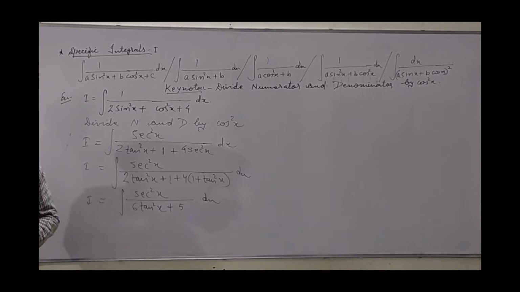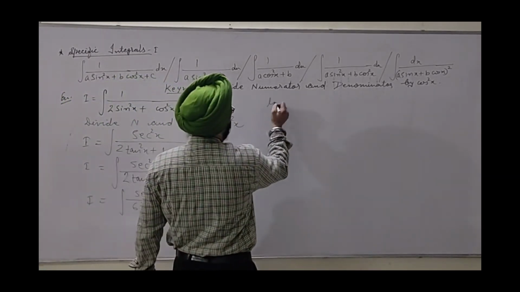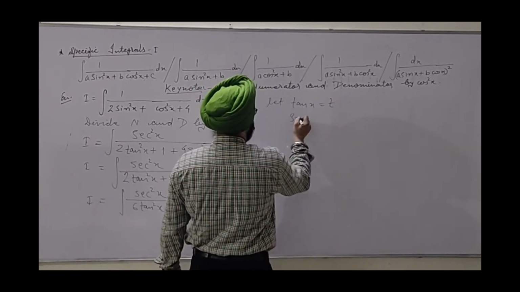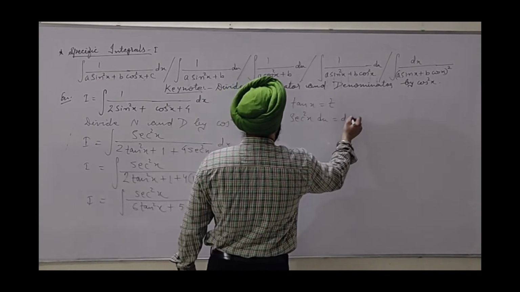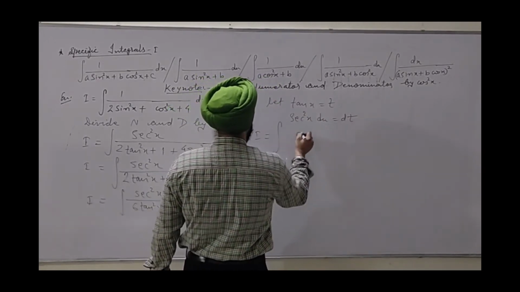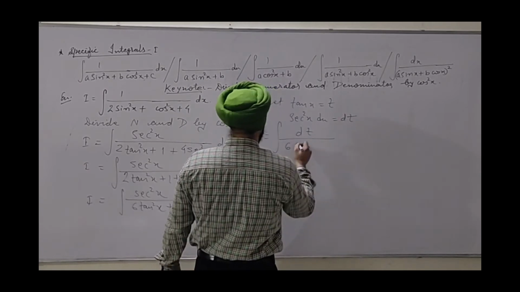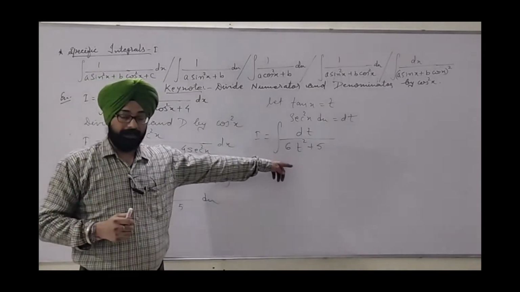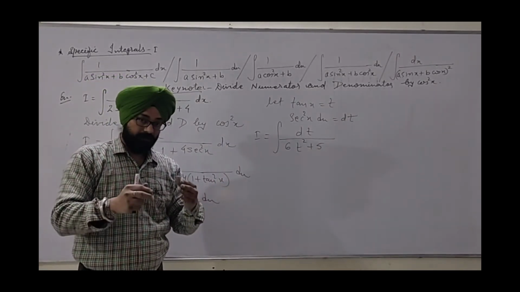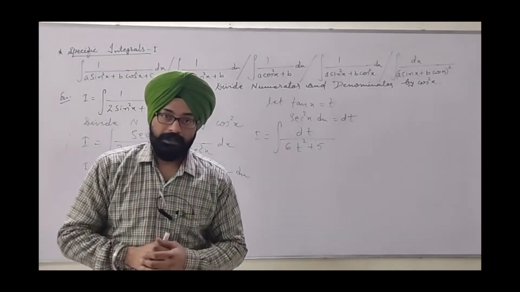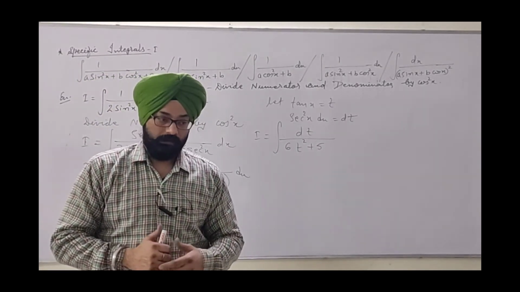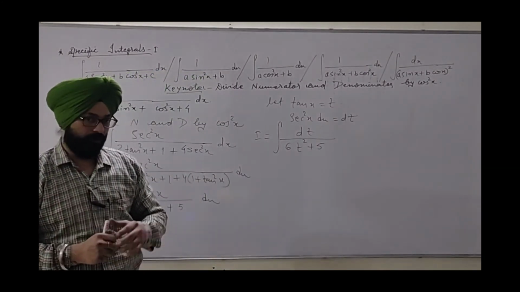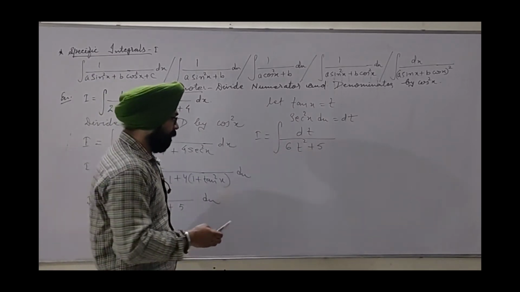So we can use the substitution method easily: if tan x is substituted as t, then sec square x dx becomes dt. That's why I can be written as dt upon 6 t square plus 5. Now this can further be solved by the specific group of integral formulae which is given in NCERT only. So that can be used here. That is Exercise 7.4, based on those formulae. So we can use them here, like one of them.